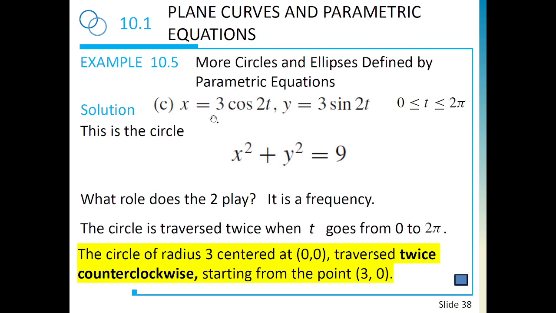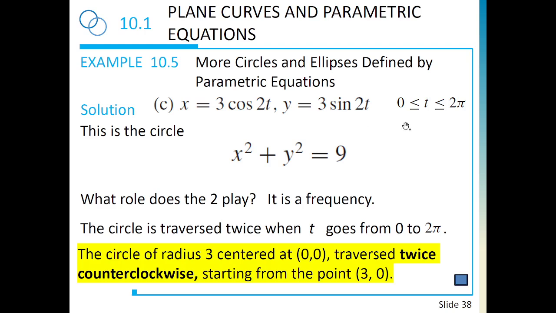And the last example here, what we see is 3 and 3, so this is going to be a circle, but we have 2t, so this will be traversed twice, so that's a frequency at which we spin around. So again, the curve is x squared plus y squared is equal to 9. So it is a circle centered at 0, 0 with radius 3. And we are traversing that circle twice because this is a frequency. Now the starting point will be 3, 0. And then we are going counterclockwise.